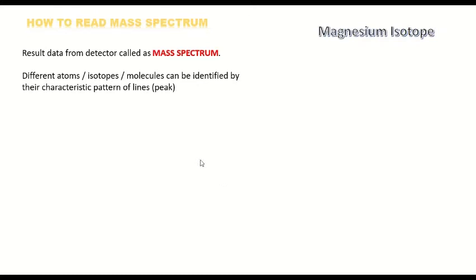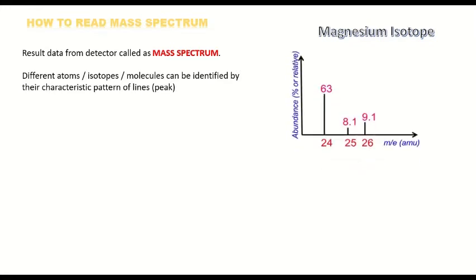Okay, so next kita tengok contoh ya mass spectrum. Okay, kita tengok contoh mass spectrum untuk magnesium isotope. Okay, as you can see kat sini, this magnesium isotope bila dah dihasilkan detector tu keluarkan data, so you akan dapat macam ni.